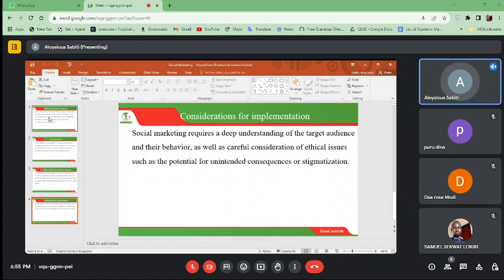So the last slide there is the consideration for implementation. So we are looking at social marketing requires a deeper understanding of the target audience and their behavior, as well as careful consideration of ethical issues, such as the potential for unintended consequences or stigmatization. So if you realize you're going to a community that is predominantly HIV positive, you must be able to package information that does not stigmatize. And those are some of the considerations.